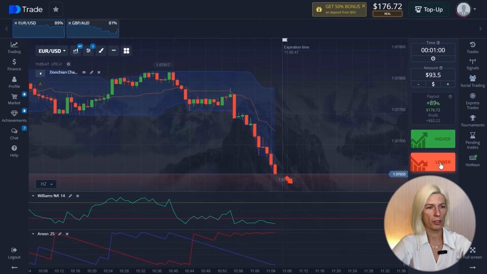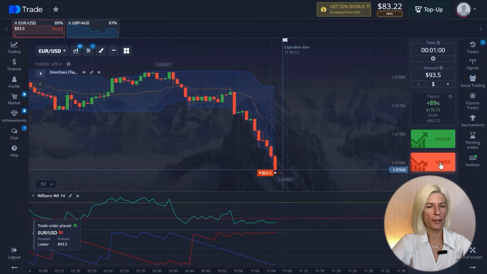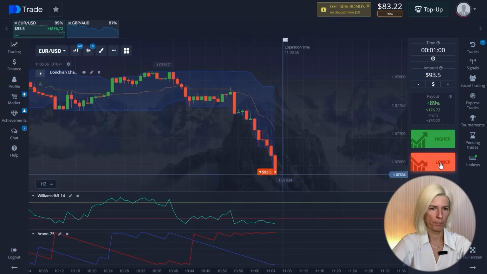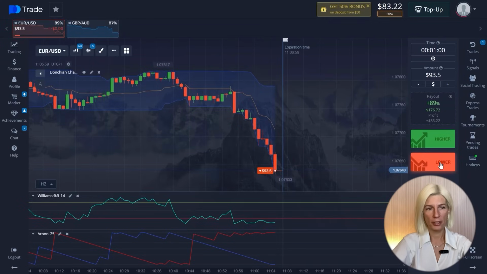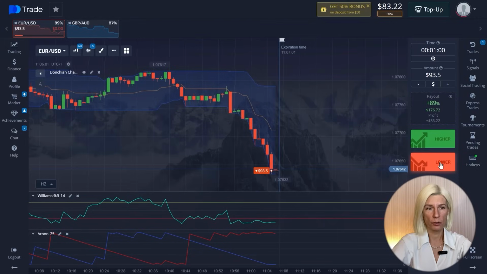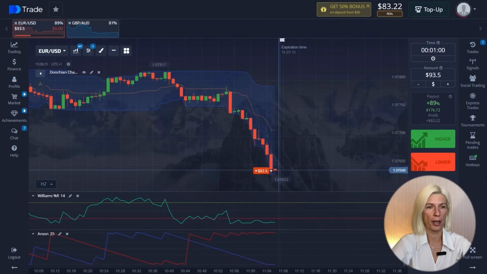The situation on the chart does not change, and I open another down trade for 1 minute with $93.5. At the moment, there is an active downtrend, and I do not see any signals for its change yet. The trade is on, and we will continue to analyze the possible reasons for unsuccessful trading.